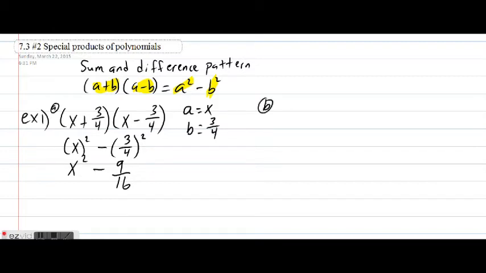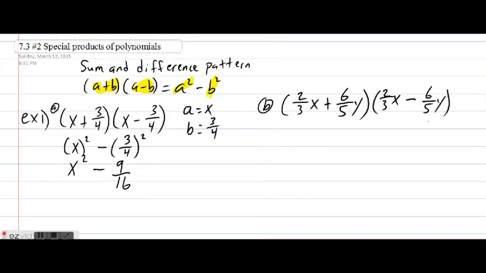Alright, here's one. I want you to hit pause. You give it a try. 2 over 3 times x plus 6 over 5 times y, times 2/3 x minus 6 over 5 y. Alright, again, hit pause. You notice the A's and B's are exactly the same. It's just a sign in between. Hit pause. You give it a try.